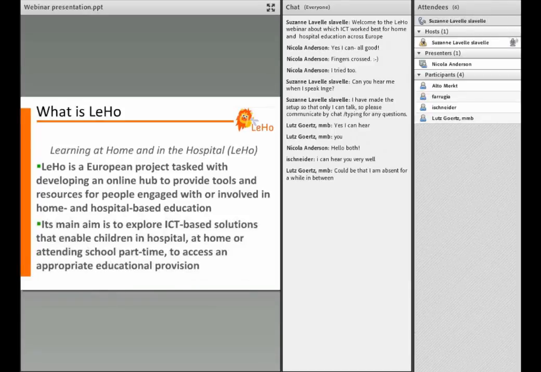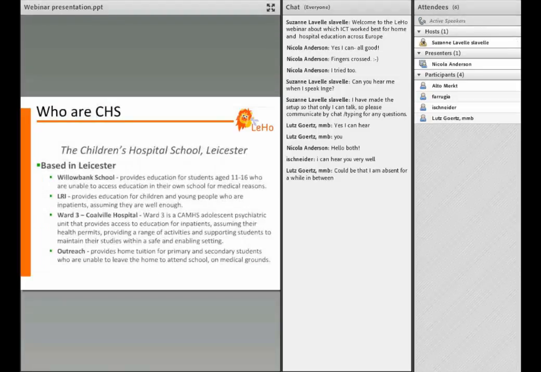The main aim was to explore these ICT-based solutions and see what could be used to help aid the education provision that they already had. So not to replace it, not to be instead of it, but to add to the existing provision that they would already have. So that is briefly Lavelle.